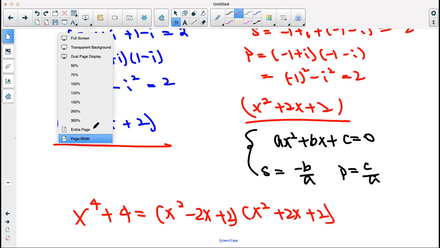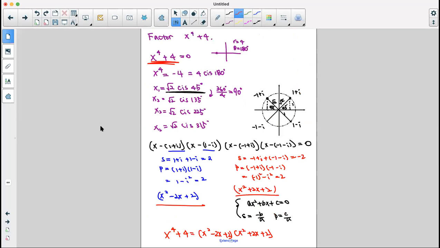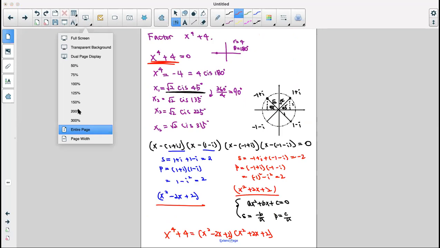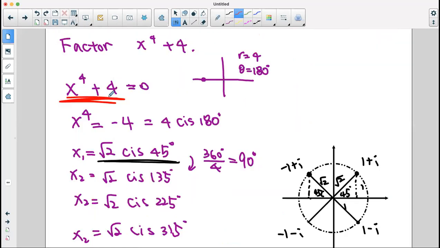Let me show you the full page. It's kind of short, small. You know what? I'll do this one, and I'll do the two screens. I'll go down to the next screen soon.